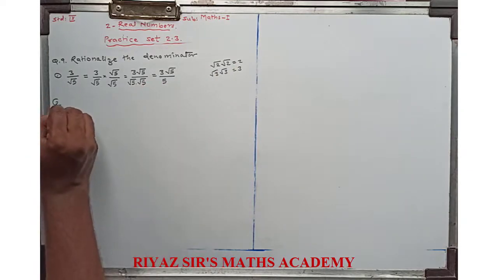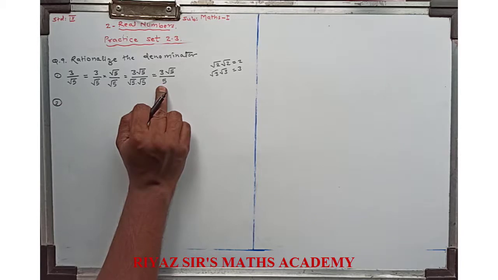Okay. So in this way, now this root sign gets cancelled here. There is no root sign in the final answer. That means that denominator is rationalized there.